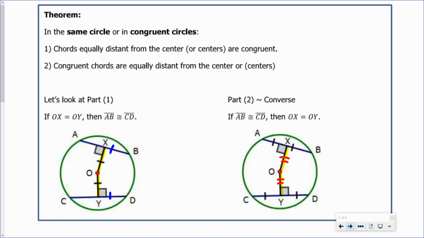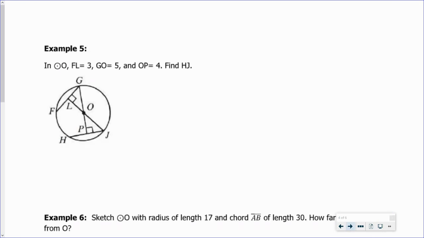All right, so let's try and apply these ideas. I'm going to go through these. There are three examples we're going to look at, examples 5, 6, and 7. And then you guys are going to try some on your own. So let's take a look here.